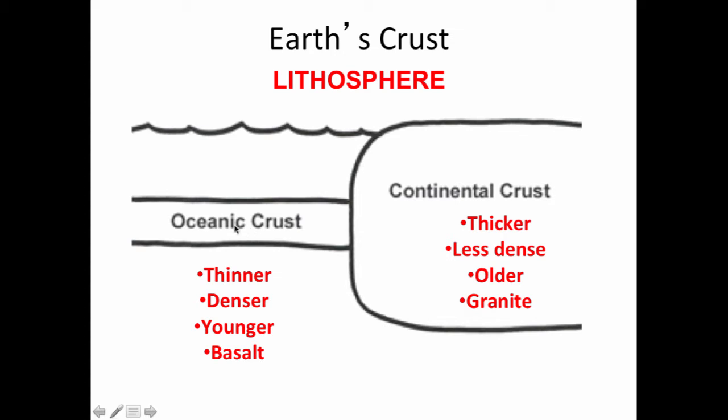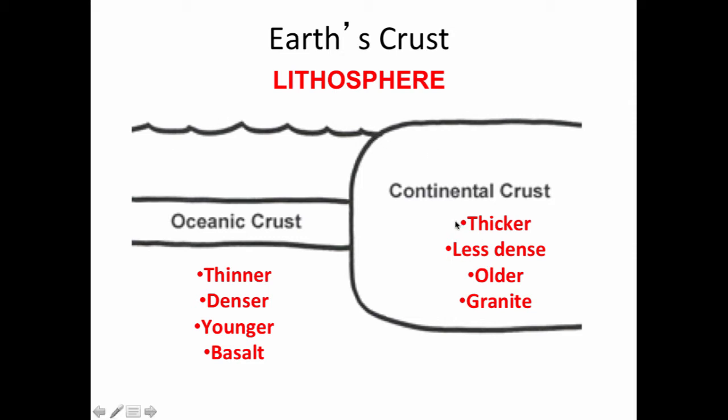Oceanic crust is thinner, and if you look at this picture, they're definitely showing you the thickness. It is a lot thinner, but it's also a lot denser, because if you remember from the previous video, it is made out of basalt, which is an igneous rock because it's made from volcanic eruptions. And it's younger because it is created through seafloor spreading. So oceanic crust is thinner, denser, younger, and mainly made out of basalt.